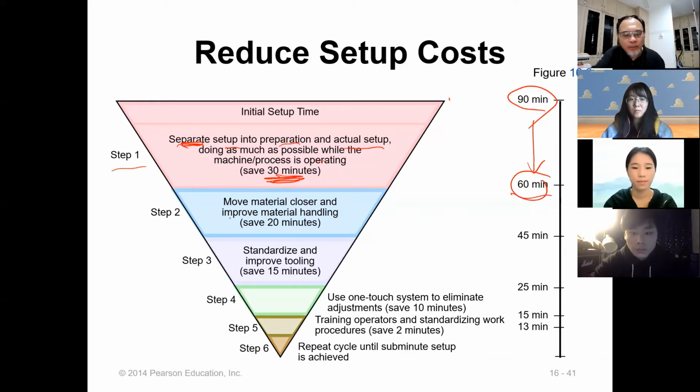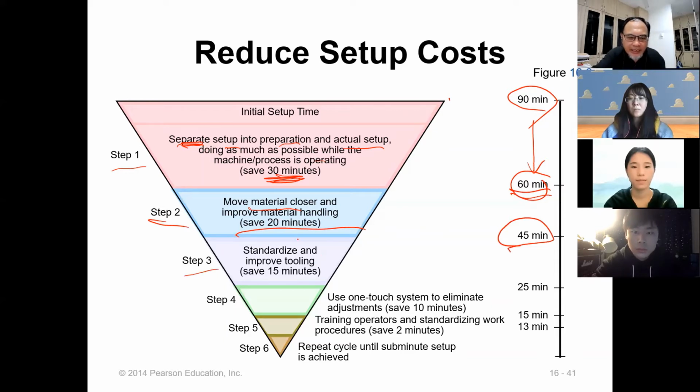The next step, move material nearer to the point of usage. So bring it in as close as possible so that you don't have to search and walk. That is waste of motion. And that can reduce this amount, from 60 minutes reduced to 45 minutes. So you go through this process, okay?